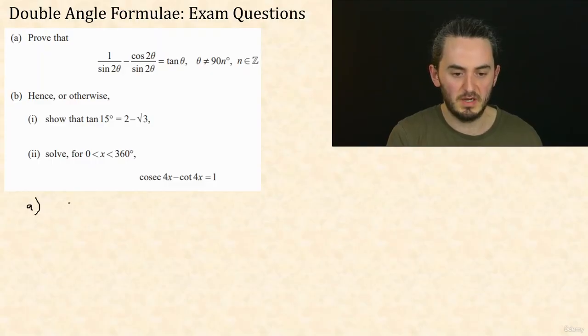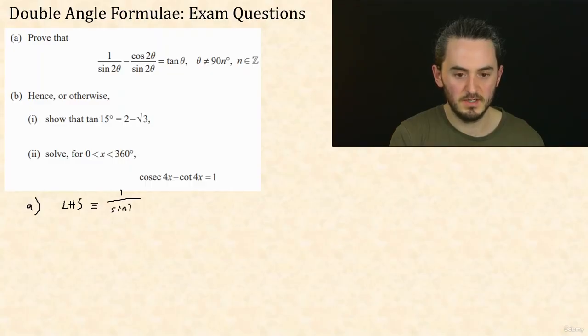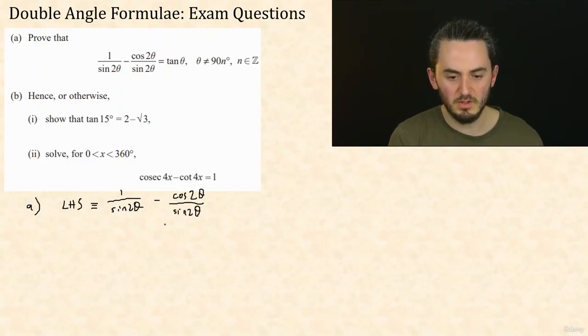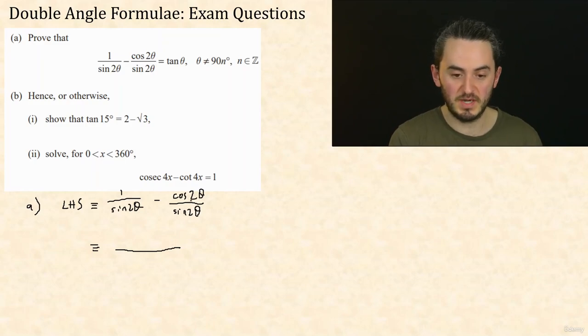Okay, let's work on this part A. So our left-hand side is 1 over sine 2 theta minus cos 2 theta over sine 2 theta. Well, there's a common denominator there, so I might as well stick these together. And while I'm at it, I should probably just express these as their double angles.